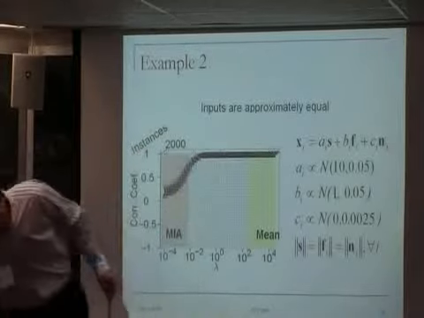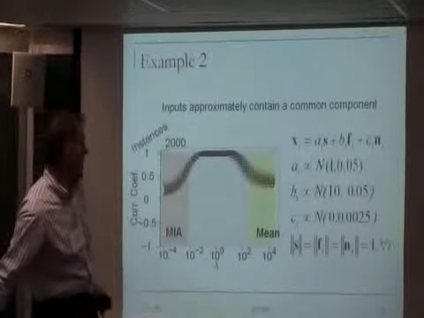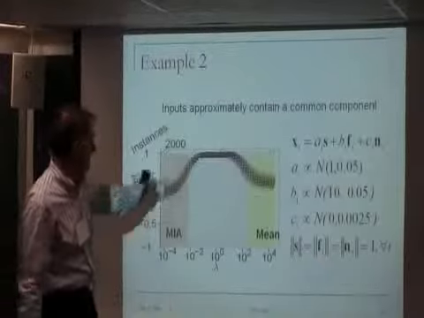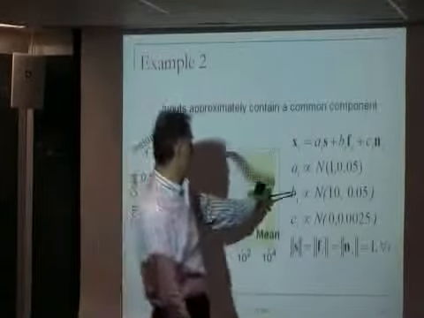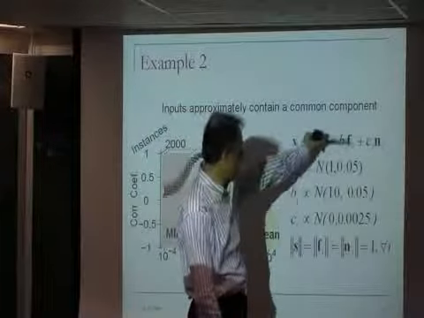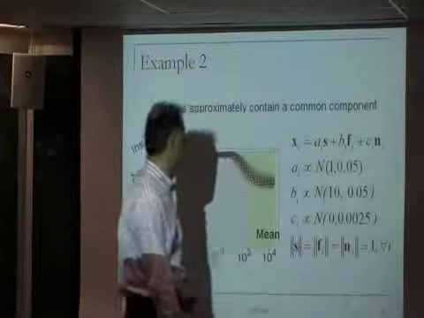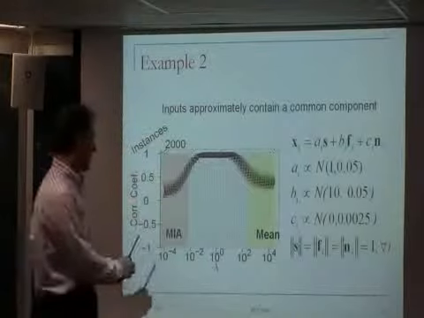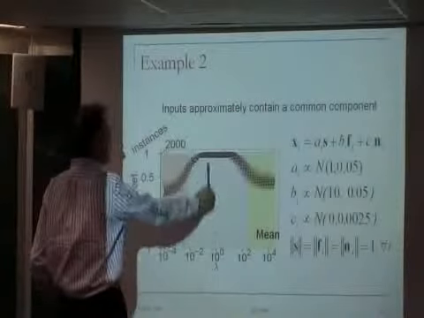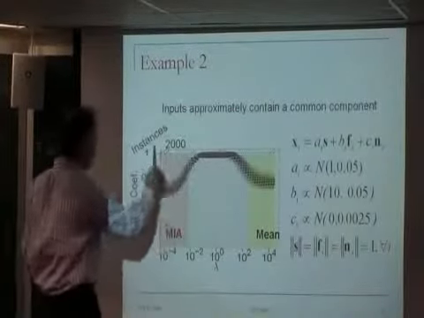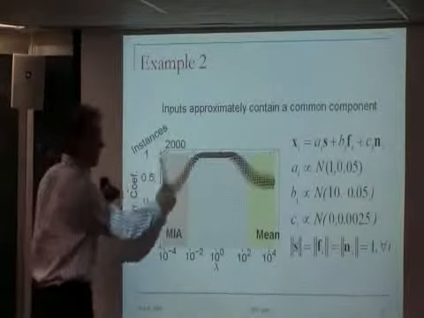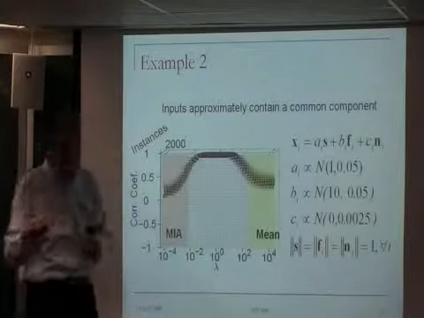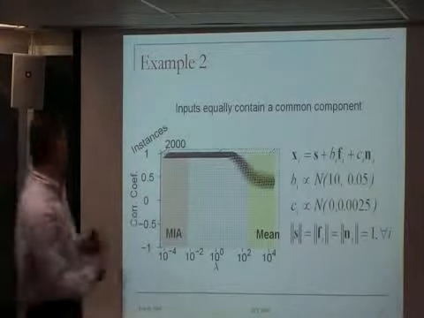When inputs are approximately equal, when we have a common component S, and here this middle component has a lot more energy, I would be able to extract the common component. So that's on the y-axis. I have the correlation with S. Basically, that's 1. This means I am able to extract S.